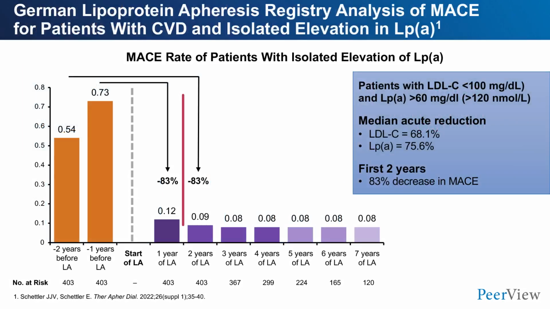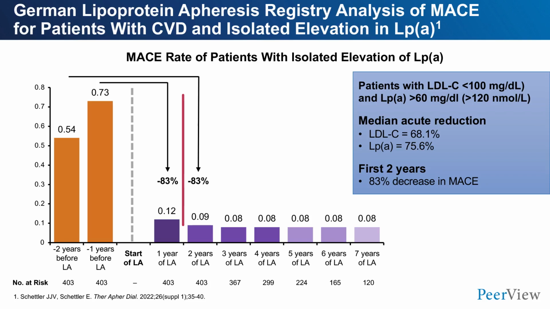Now, Germany treats 10 times more patients with lipid apheresis than the United States, even though it's one-sixth the size, and has dramatic data on the benefit of treating Lp(a) in patients with isolated Lp(a) and cardiovascular disease. This is an analysis by Volker Schettler and his group, published in the Therapeutic Apheresis and Dialysis journal a few years ago, looking at these patients over a 7-year period whose baseline LDL was less than 100 and Lp(a) was greater than 60 milligrams per deciliter.